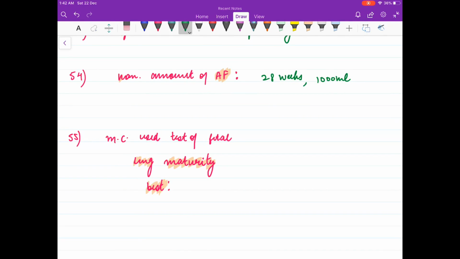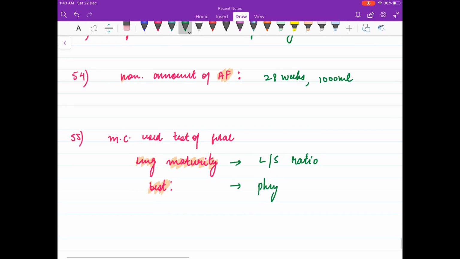Most common test used for fetal lung maturity is lecithin to sphingomyelin ratio. And best test is phosphatidylglycerol.